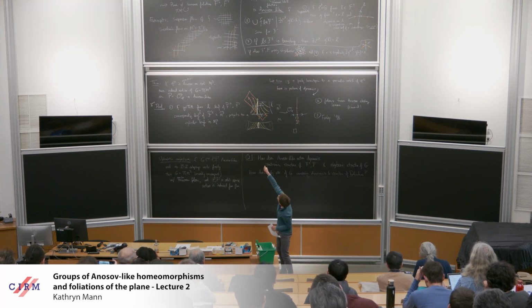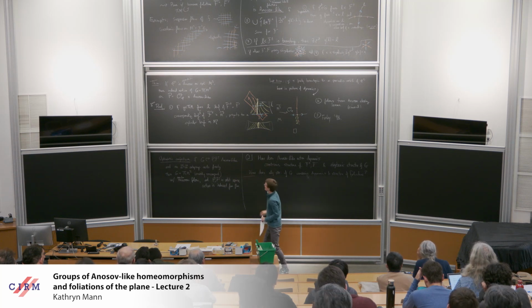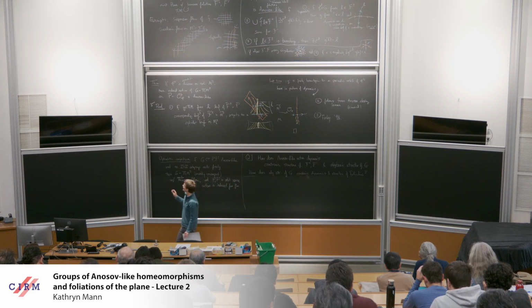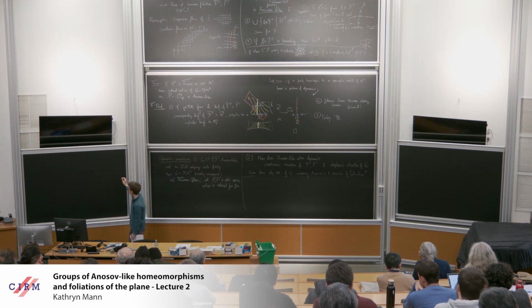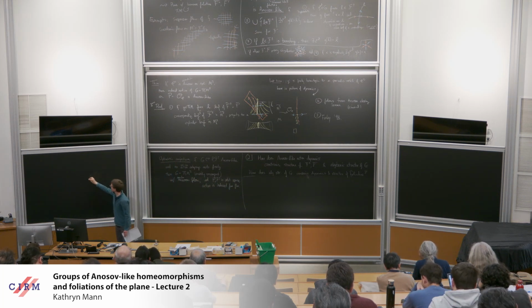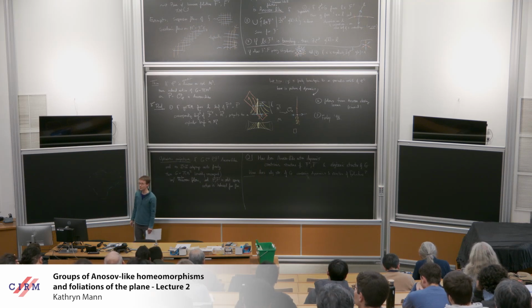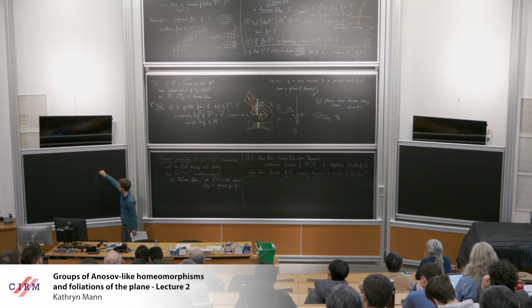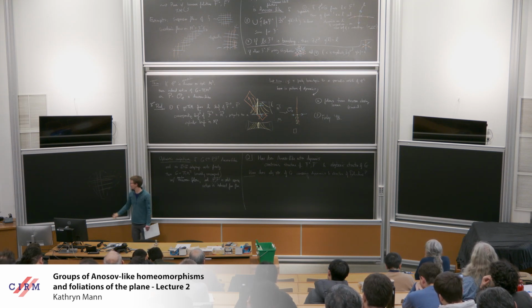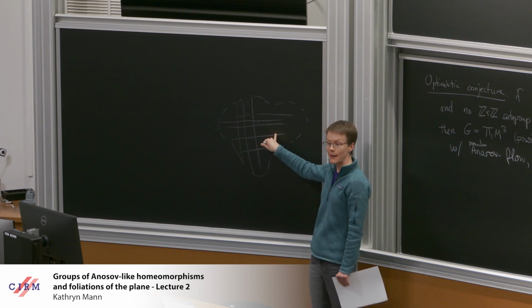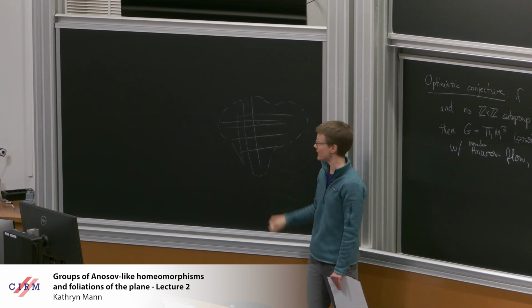I gave some examples of bifoliated planes. A recipe to make a whole ton of examples is the following. If you want to have more creative examples at hand, let's start with an open, simply connected subset of R2. You could give it the horizontal and vertical foliations. That's an open, connected, simply connected plane in there, and you've made an example. And very, very few of these types of examples admit Anosov-like actions.